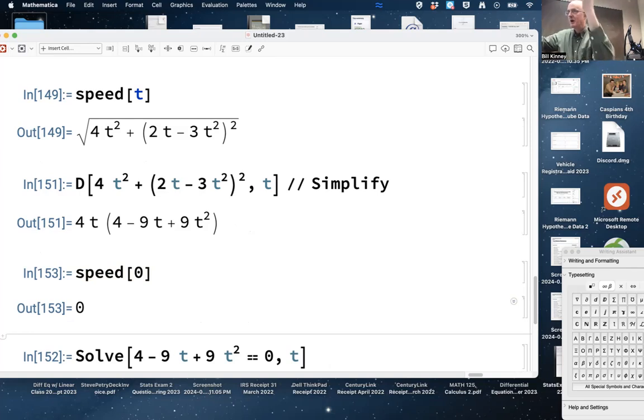But the bigger point here is you can minimize it by minimizing its square, so you can get rid of the square root if that comes up in a homework problem or an exam problem on Monday.